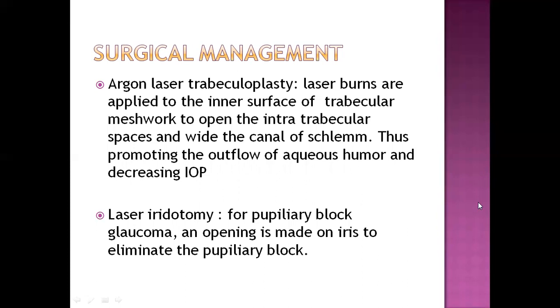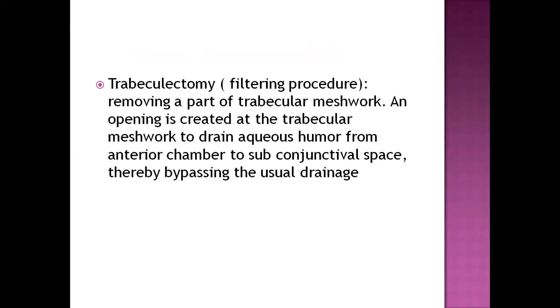Next is laser iridotomy. Now, by using laser, some portion of the trabecular meshwork can be removed for pupillary block glaucoma. So, an opening is made on the iris to eliminate the pupillary block. Trabeculectomy is next. This is a removal of some portion of the trabecular meshwork so that the normal working trabecular meshwork can function properly.